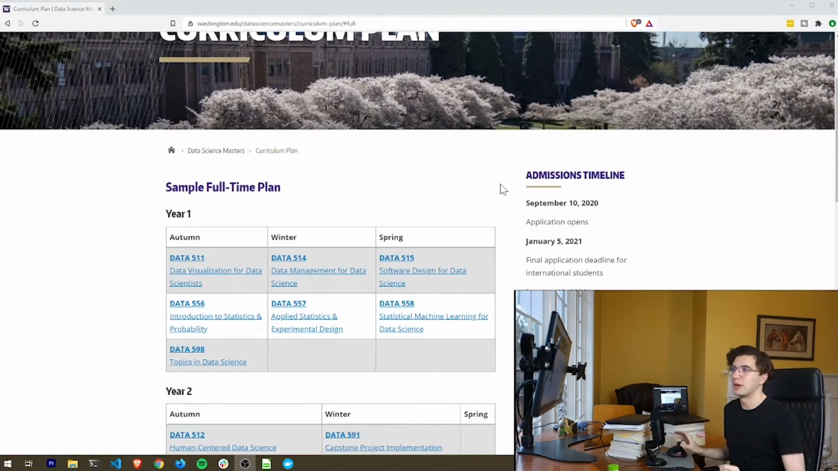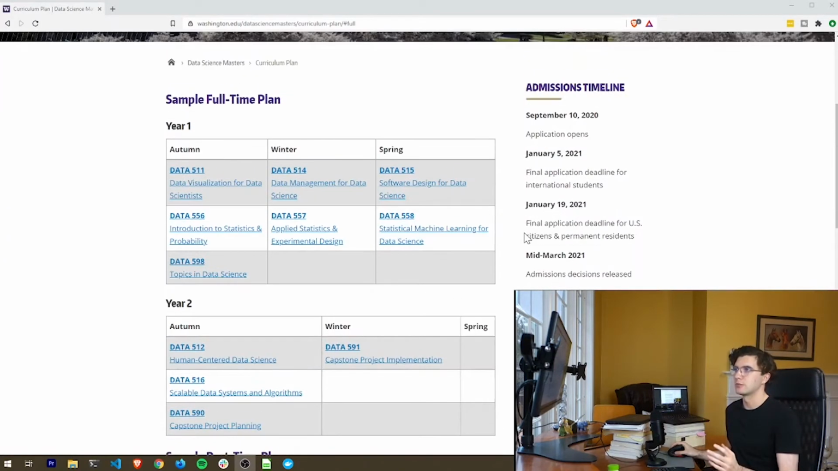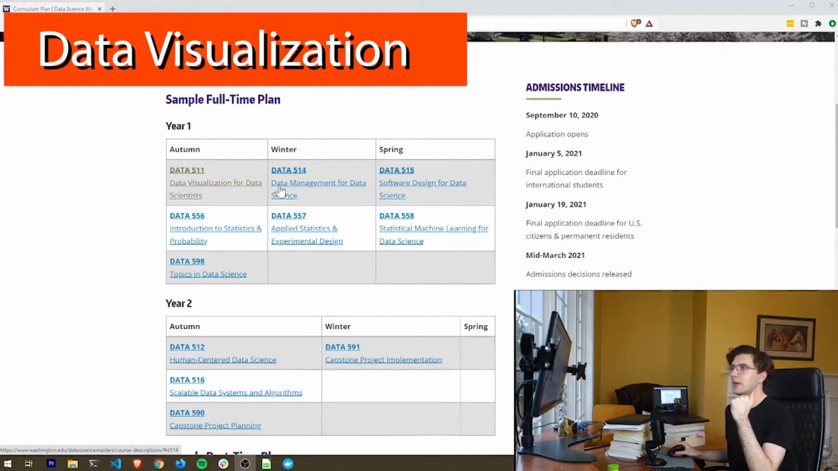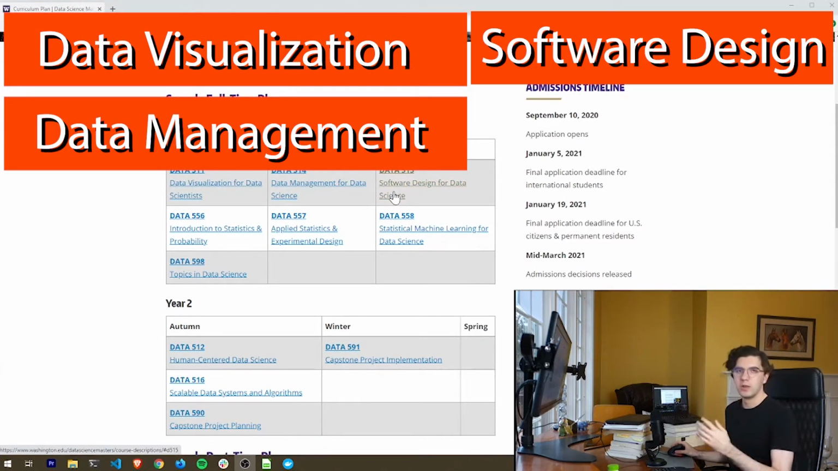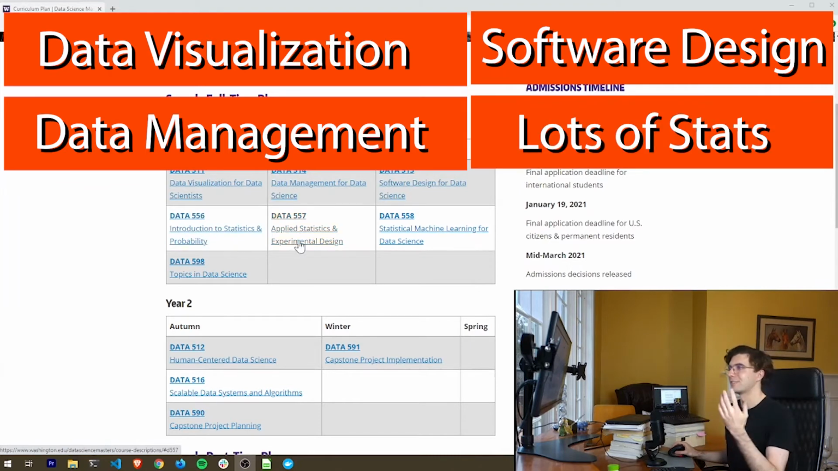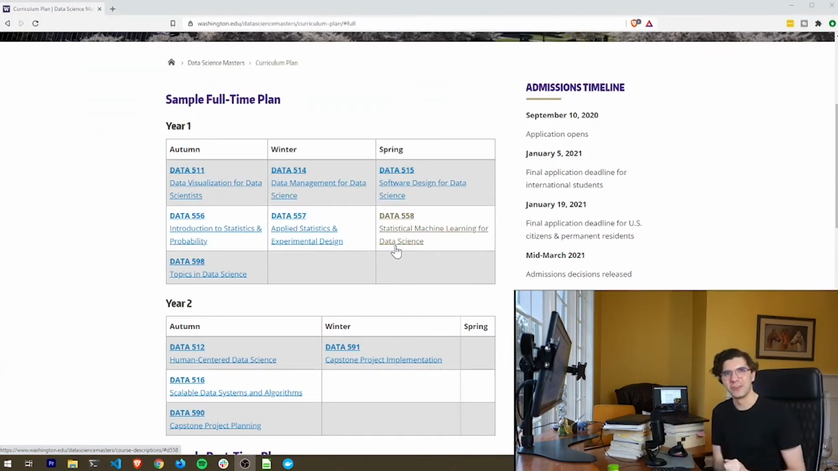So let's look at it here. The full-time plan, I assume that's a full-time degree. It looks like it's only going to be 2 years. So year one, what do we do in year one? Let's see, we do a class on visualization, a class on data management, a class on software design. We also do a class on more statistics, and more statistics. So I'm definitely getting a theme here, guys, about statistics, visualization and data management. Makes total sense for a data science role, right?